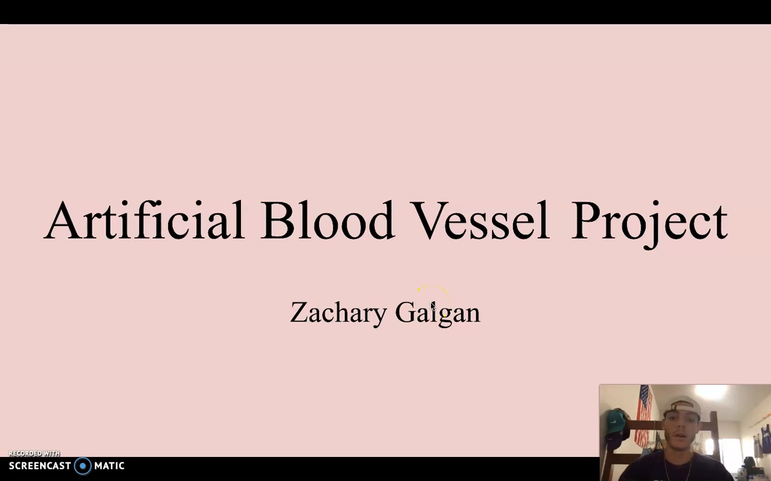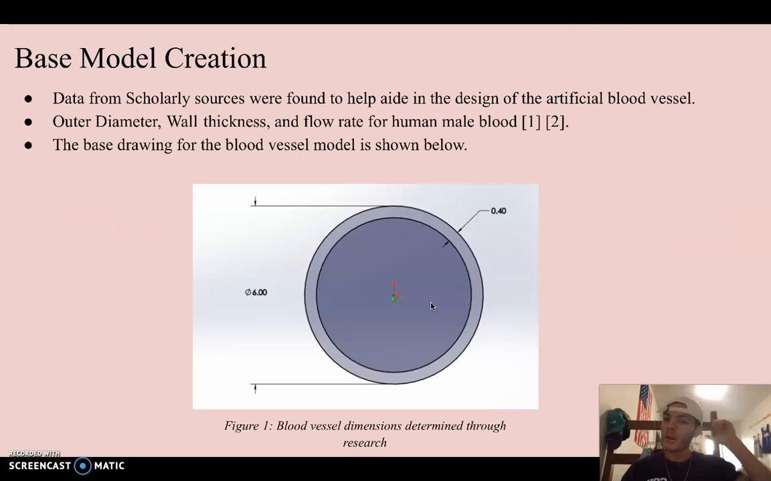All right, this is my artificial blood vessel project presentation done by me. So here's the base model in SOLIDWORKS. Data from scholarly sources was gathered, including the wall thickness, outer diameter, and flow rate for human blood in a male to be able to create this drawing. And this is the base drawing, figure 1.